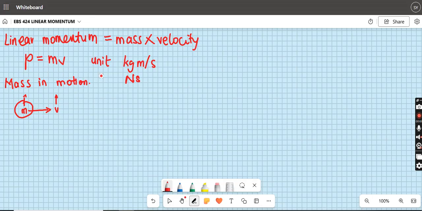Now, let's also look at impulse. When we talk about impulse of a body, it is the overall effect of a force acting on a body over time. Okay? It's also a vector quantity, and it is given by impulse is equal to force times the time taken. F is the force, and then t is the time taken.